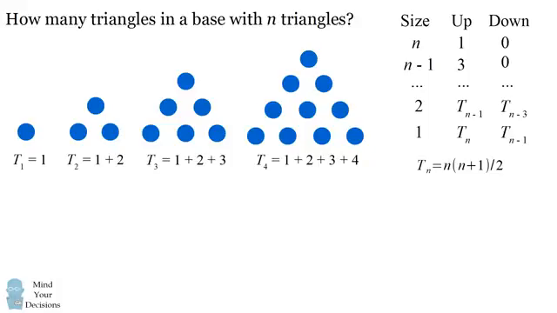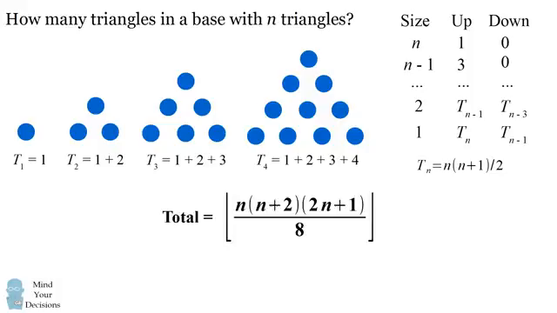So now we figured out a pattern and how to count the number of triangles of each size, and we have a formula for the triangular numbers, equal to n times n plus 1 over 2. This will vary depending on whether n is even or odd, but there's a nice way you can summarize this if you add up all these numbers. The total number of triangles is going to be n times n plus 2 times 2n plus 1 all over 8, rounded down. This will give you the number of triangles.